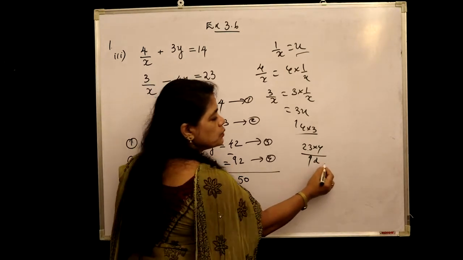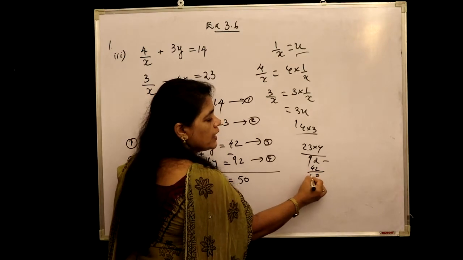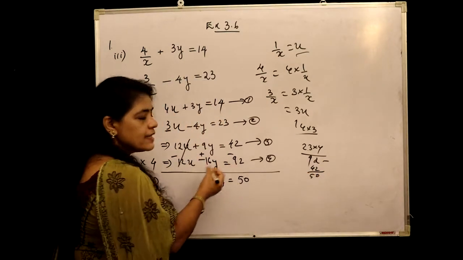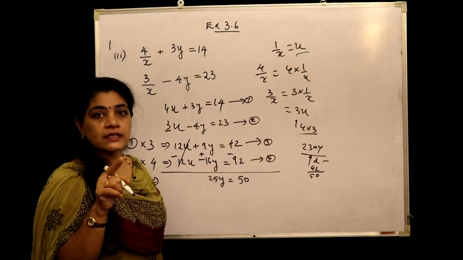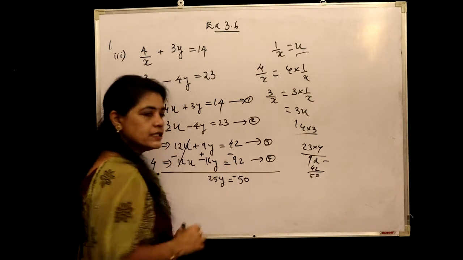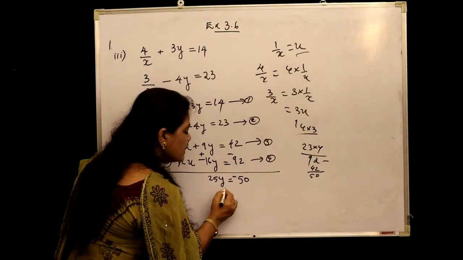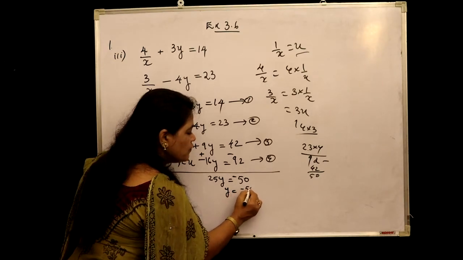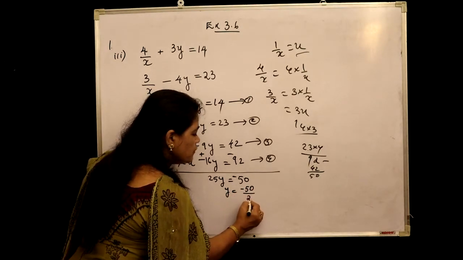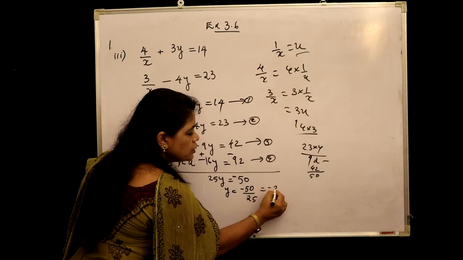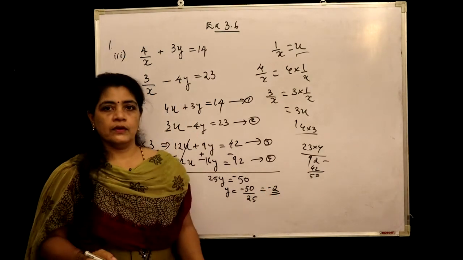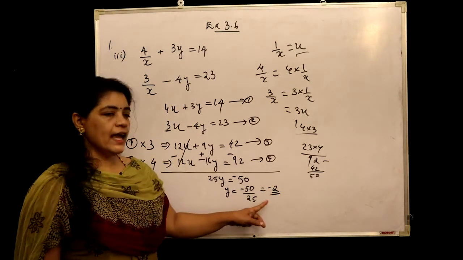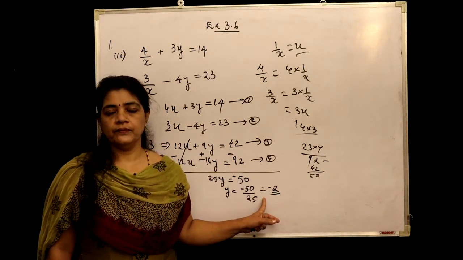Okay, 92 minus 42, that is 50, but it carries a negative sign. 692 is a negative quantity, so negative 50. So y is equal to negative 50 divided by 25, and this is equal to negative 2. So we got y as negative 2.